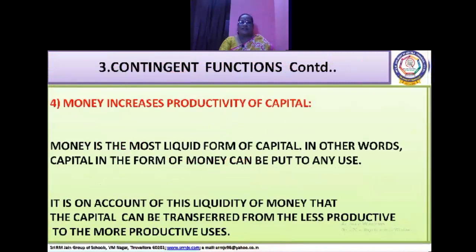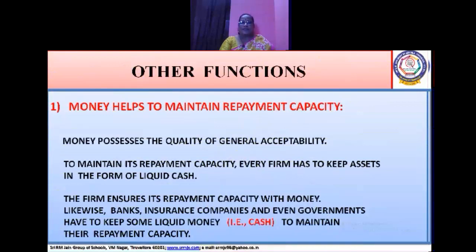In contingent functions, let us see the fourth one. Money increases productivity of capital. Money is the most liquid form of capital. In other words, capital in the form of money can be put to any use. It is on account of this liquidity of money that capital can be transferred from less productive to more productive uses. Okay, let us go ahead with other functions.